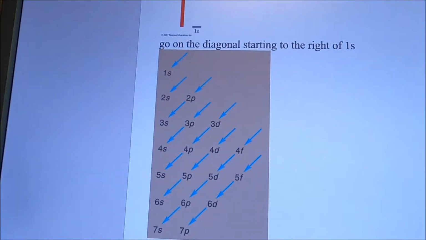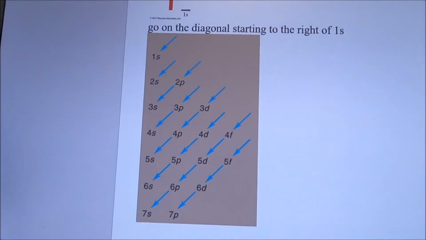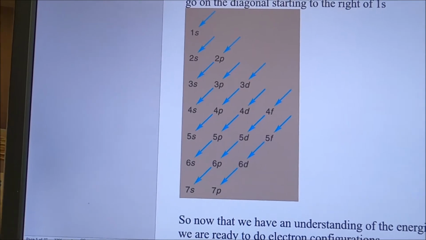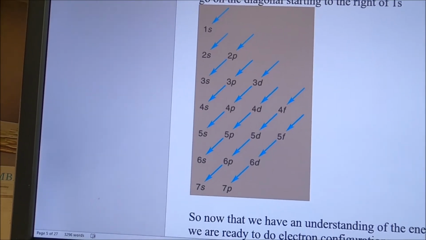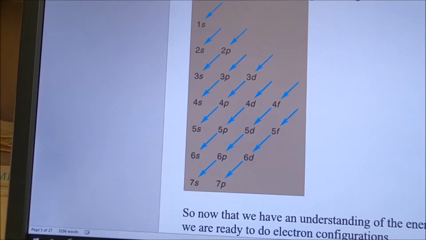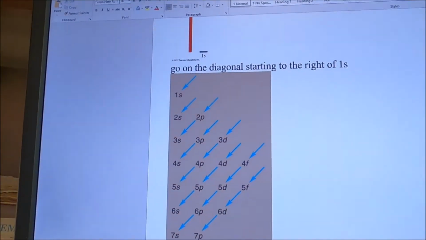Okay, now this is a chart that you can do fairly quickly on a piece of paper. Just write out 1s and the next line 2s, 2p, and the next line 3s, 3p, 3d, and so on and so forth, and then draw your arrows in. Okay?